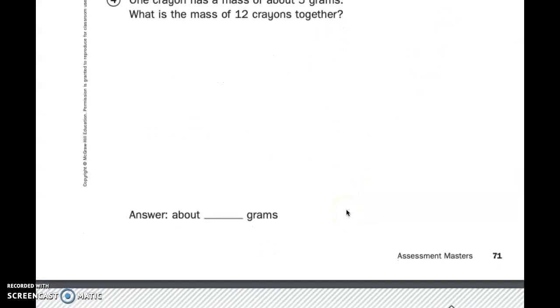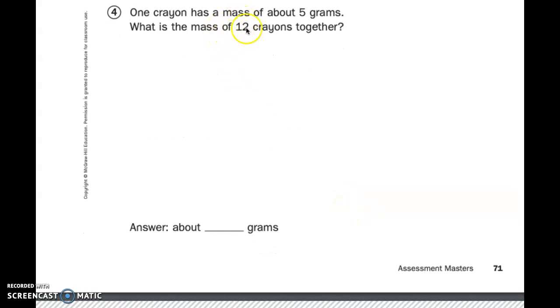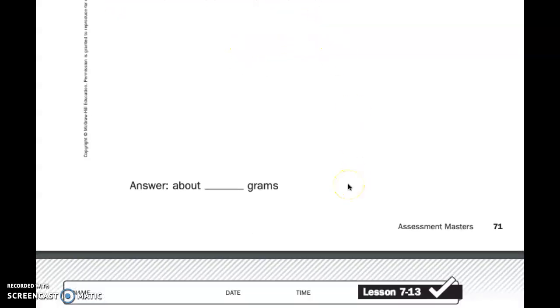Number 4, 1 crayon has a mass of about 5 grams. What is the mass of 12 crayons together? Well, you know what 1 crayon is, so what's about the mass of about 12 crayons? Answer, about how many grams?